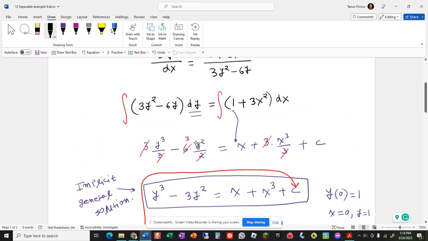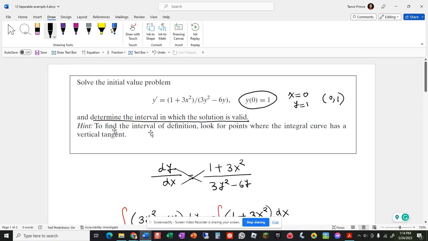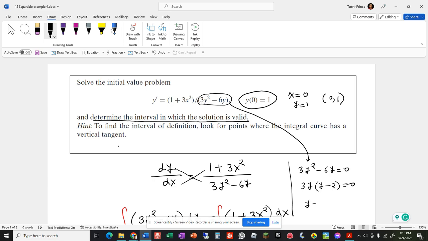Now, they give you a hint. Look at that hint. To find the interval of definition, look for the points where the integral curve has a vertical tangent. The integral curve is like the graph of the solution. Vertical tangent means the denominator is 0, when the slope becomes infinite. So a vertical tangent is going to happen when the denominator is 0. If you factor out 3y, you get two solutions: y is 0 and y is 2.